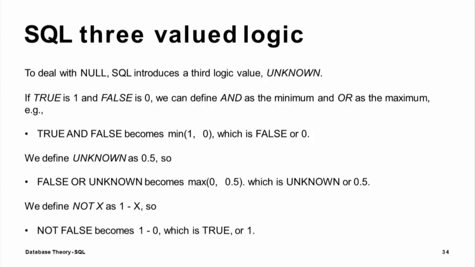And let's further assume that we define unknown as the value of 0.5. And we set that false or unknown becomes the maximum of that 0 and that 0.5, which turns it into 0.5, which is unknown. And suddenly then not works as we want it to be, because if we assume not x, then it means 1 minus x. So not unknown turns into 1 minus a half, which is a half, and a half meant unknown. So not unknown is unknown. That's the three-valued logic here.